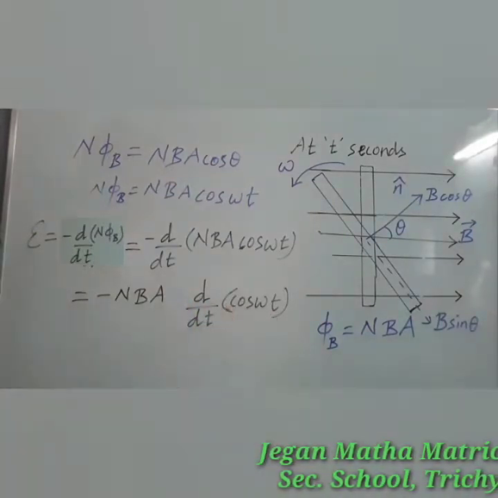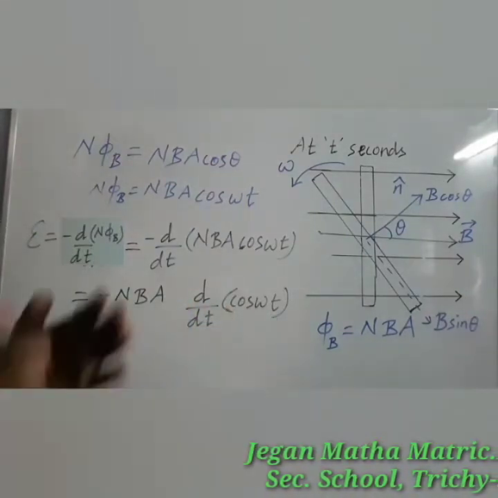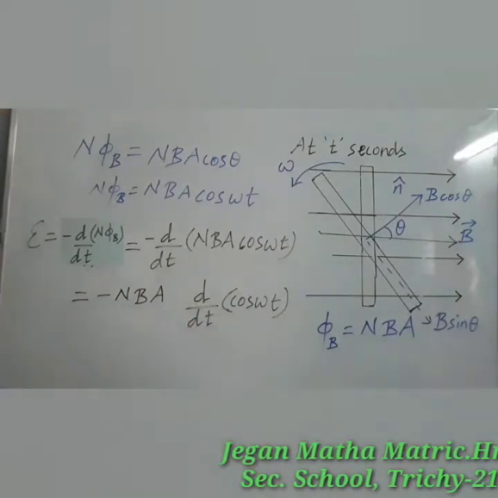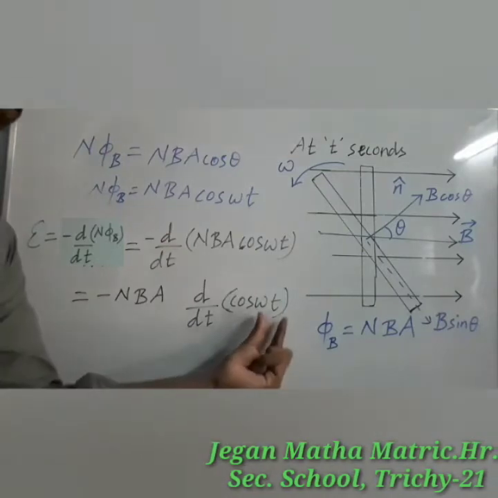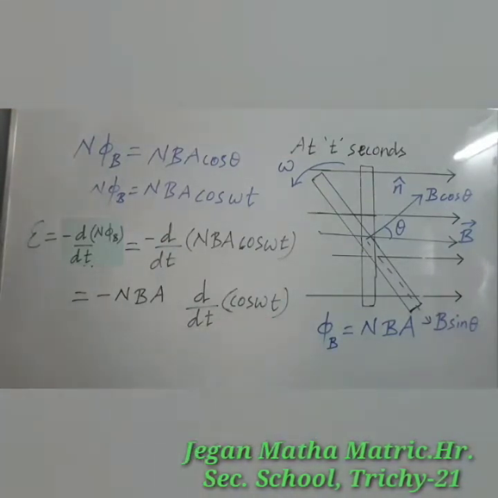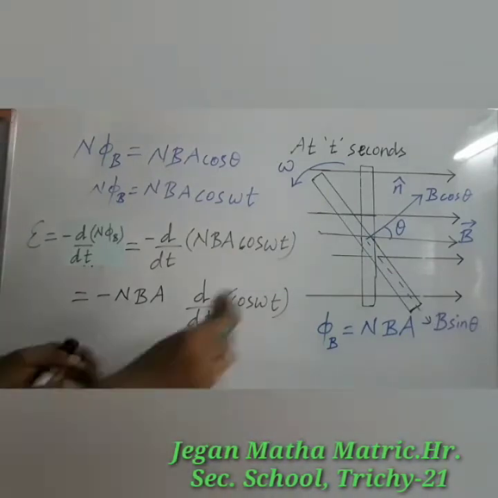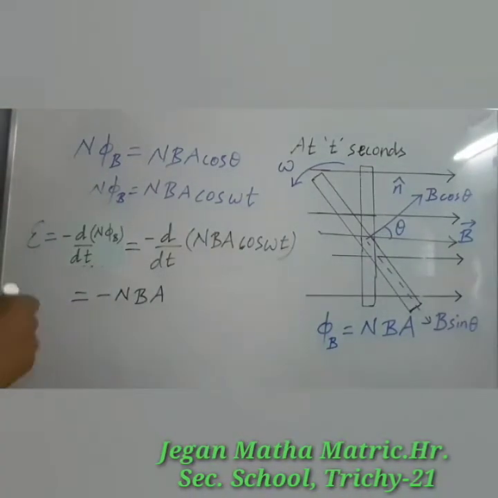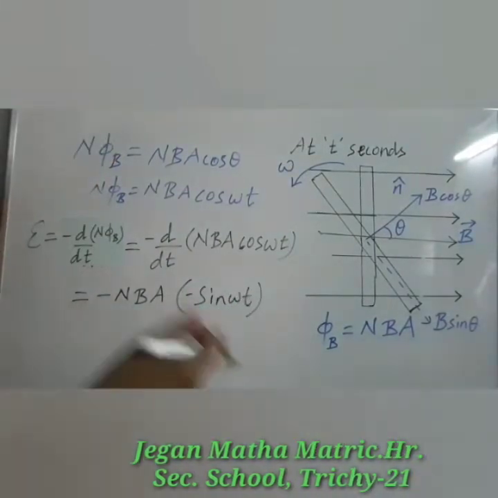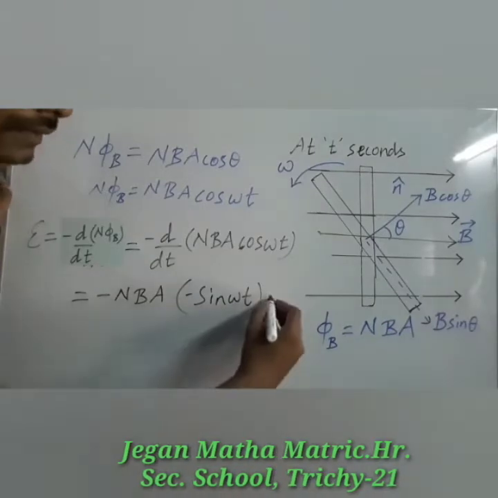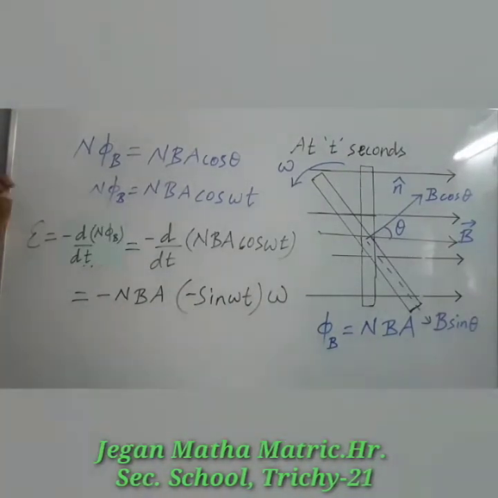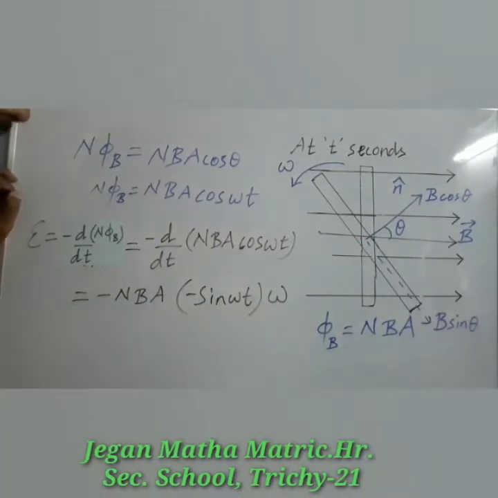What is the differentiation of cos omega t? It's nothing but minus sin omega t. Once again, we have to differentiate the inside value, omega t. That gives you omega. So differentiating cos omega t gives minus sin omega t, and differentiating omega t gives omega. Here minus into minus is nothing but a plus. So omega can be taken outside.